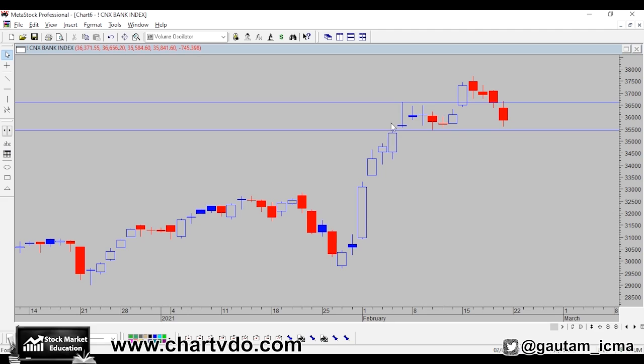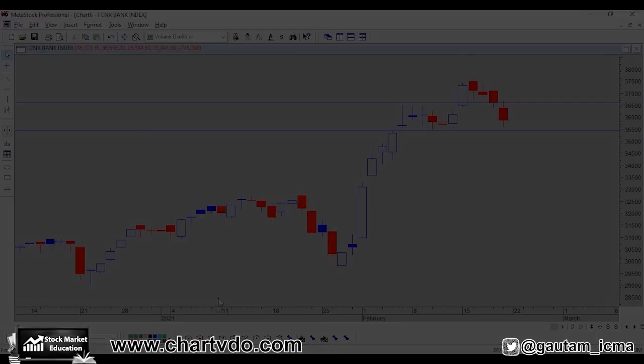In case this particular level is also taken out, the next major support comes in the form of the gap which was created on 2nd of February and the tops which are way down, almost 3,000 points down from the present level. First thing first, we will be keeping an eye, but as of now, the first major support is the gap area which occurred on 5th of February. I'll be looking out for this particular level.